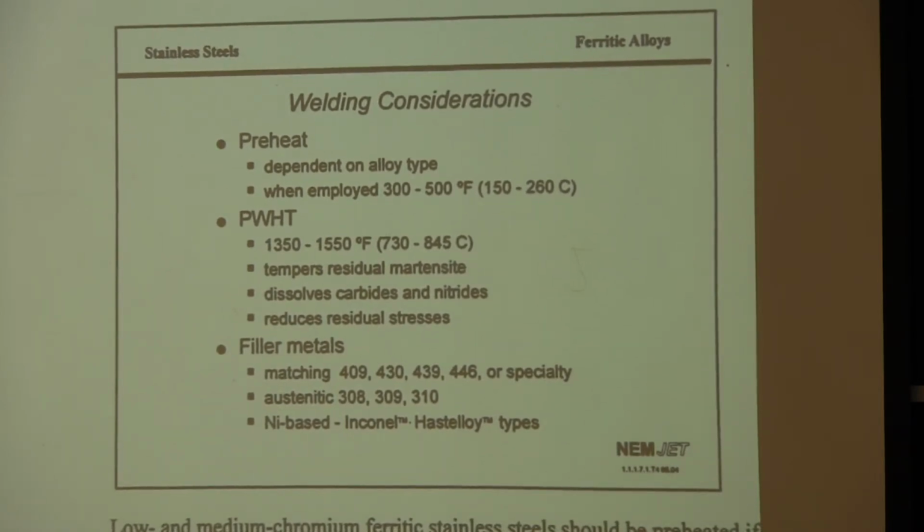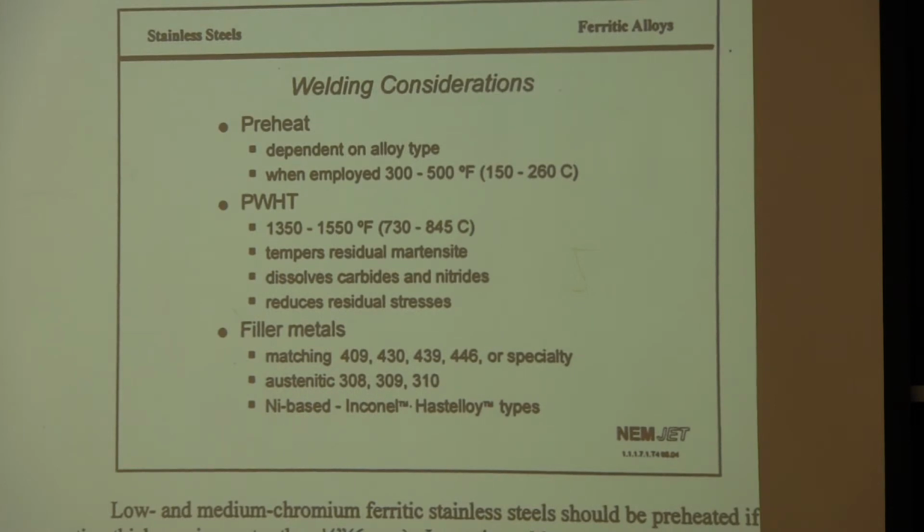Post-weld heat treatment can also be used. Sometimes you use that as a way to temper the martensite, which is a very hard structure, hard phase. Sometimes you've formed carbides or nitrides that are not desirable, and so you might want to try to dissolve them. And it can also reduce residual stresses.